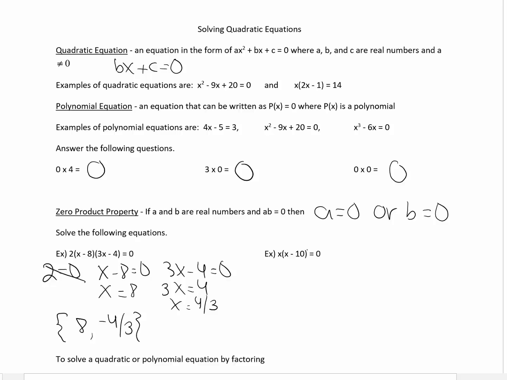Okay, let's do the next example. So because it's set equal to 0, I can set each factor equal to 0 also. This is x equal to 0, which is already solved, and this is 10. Plugging in 0, that's 0 times negative 10, that's 0. If I plug in 10 to the original equation, it would be 10 times 0, that's 0.